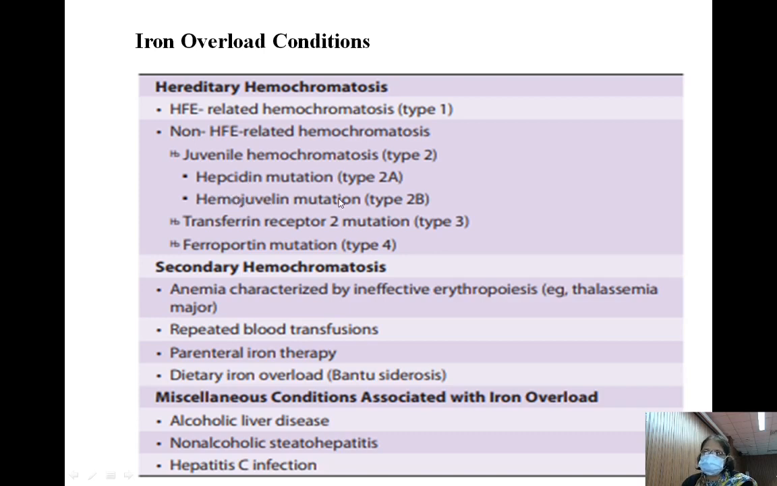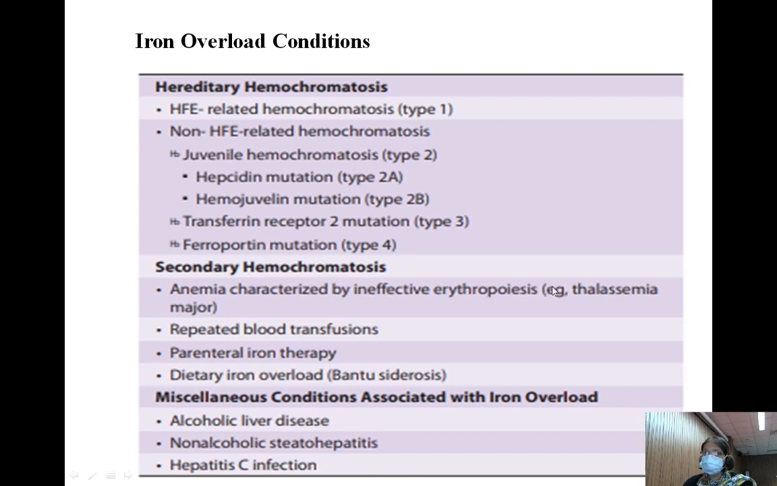Hemojuvelin mutation. Transferrin receptor 2 mutation. Iron cannot be taken up from transferrin because of the mutation of this receptor; the regulation of uptake is lost. Ferroportin mutation: there is a mutation of the gene for ferroportin, so abnormal ferroportin is synthesized, which causes more absorption of iron. That is type 4.